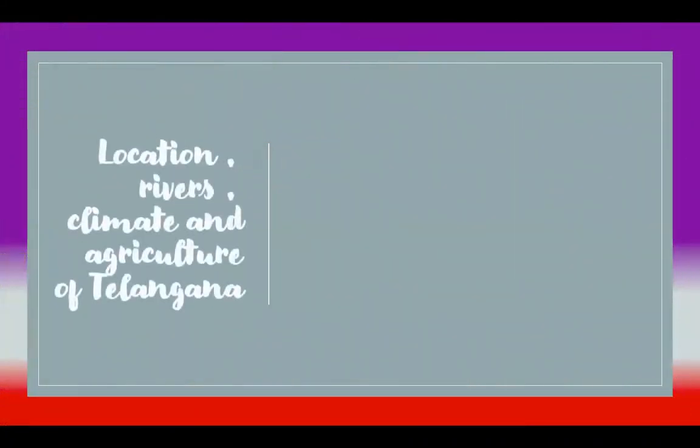Now we're going to be looking at the location, rivers, climate, and agriculture of Telangana. Telangana is a state in the southern region of India. It has an area of 112,077 square kilometers after the Andhra Pradesh reorganization.